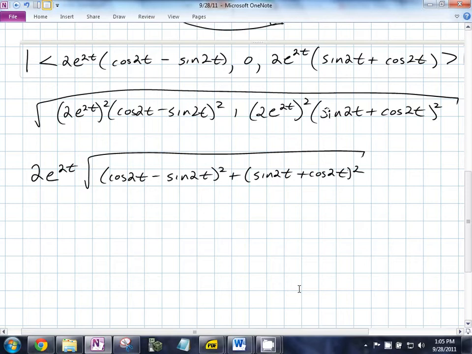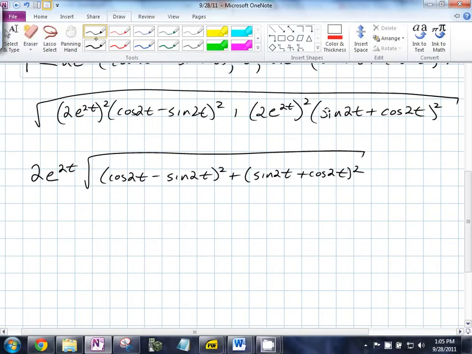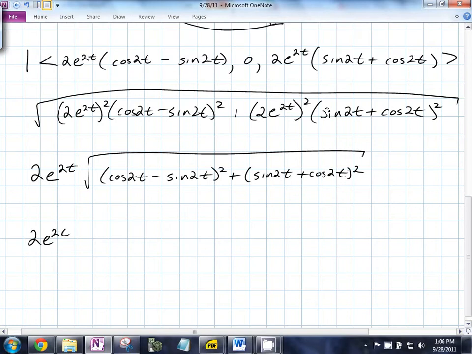We hope, and as Danny pointed out, it does happen, that if we multiply out something like this and explode it, we hope what happens? It cancels out. Lots of canceling. And does it cancel? Yes, it does. We really, really hope that's true. So you get 2e to the 2t times the square root of, what do we get? Cosine squared 2t minus 2 cosine 2t sine 2t.